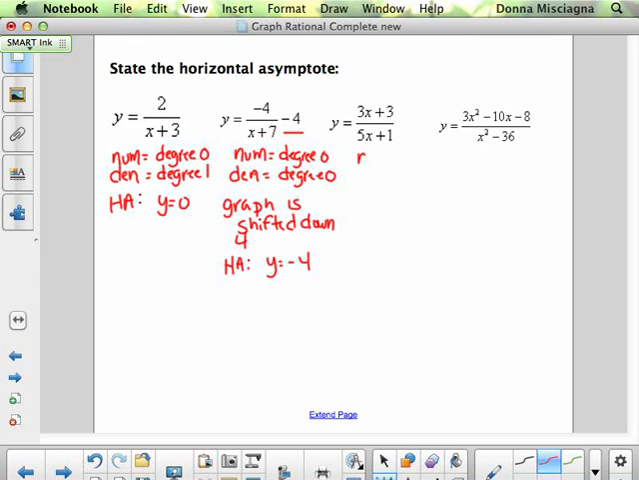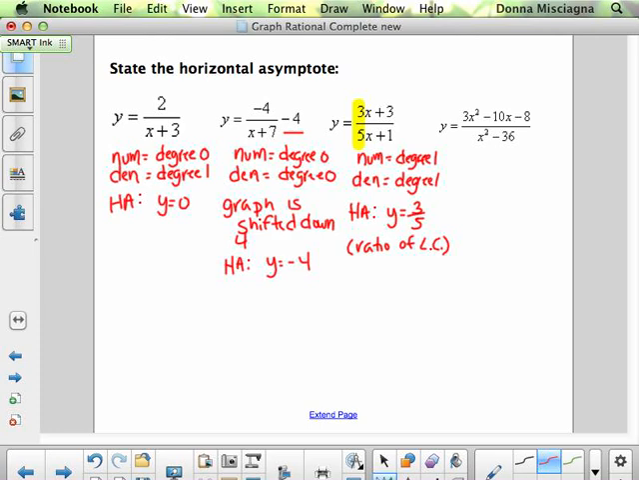In the next example, the numerator is degree 1. Right, you do have an x. And the denominator is also degree 1. They are the same degree. So the horizontal asymptote is going to be the ratio of those coefficients. So the horizontal asymptote is now y equals 3/5, which is the ratio of the leading coefficients.